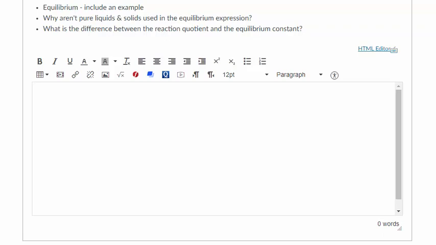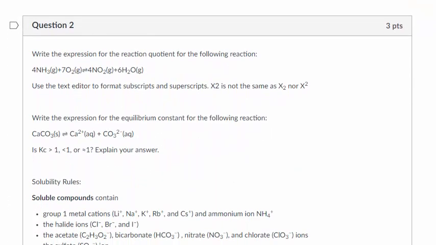What is the difference between the reaction quotient and the equilibrium constant? Well, the reaction quotient is going to occur at any point during the reaction, but an equilibrium constant will only occur once the system reaches equilibrium. So explain those things to me. Provide an example if you can.